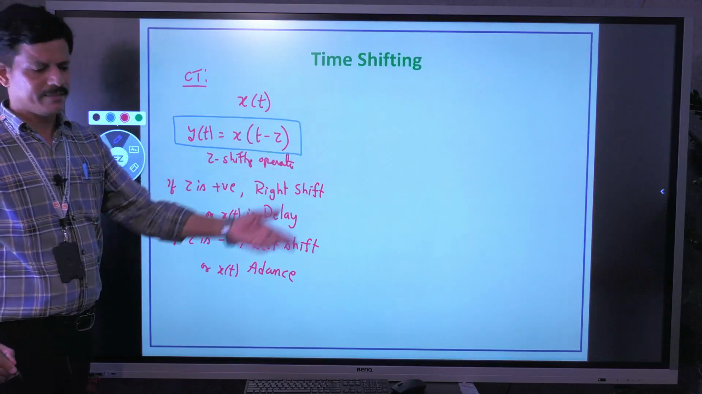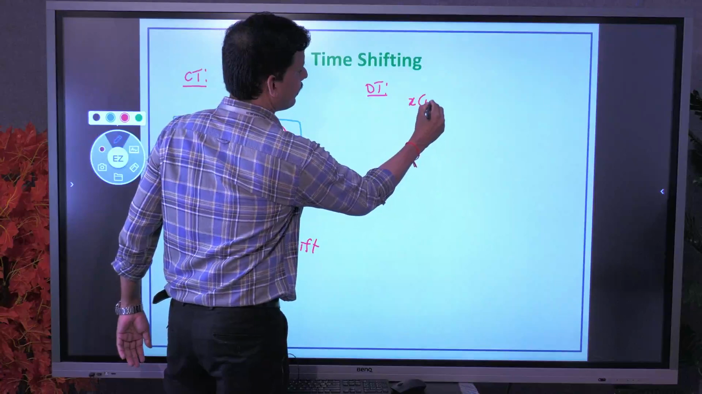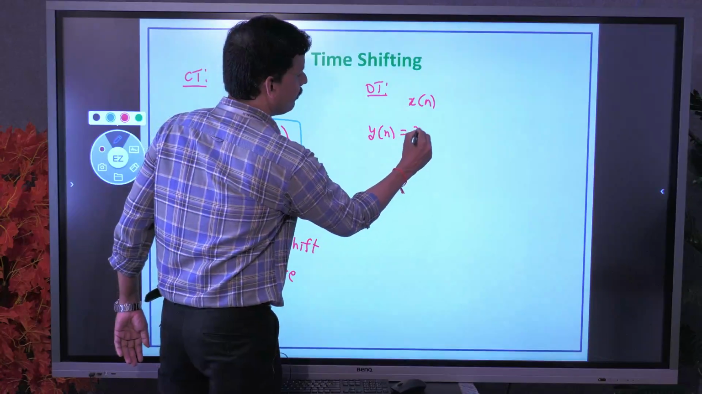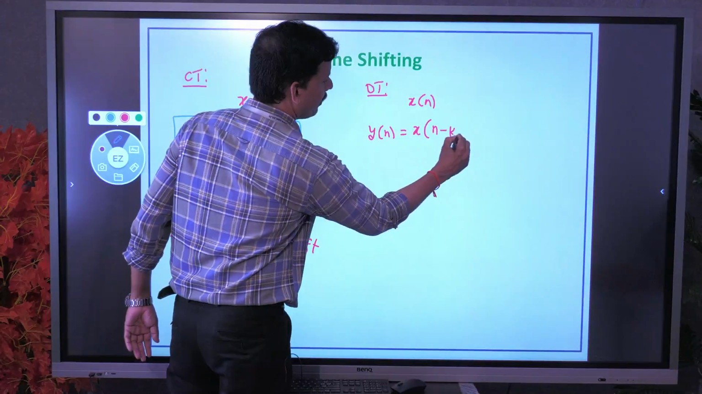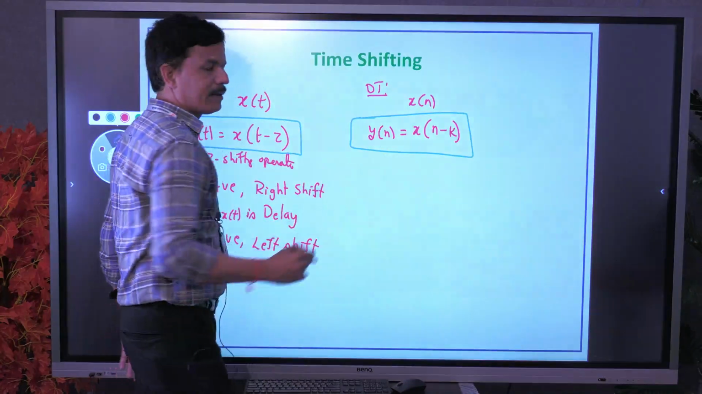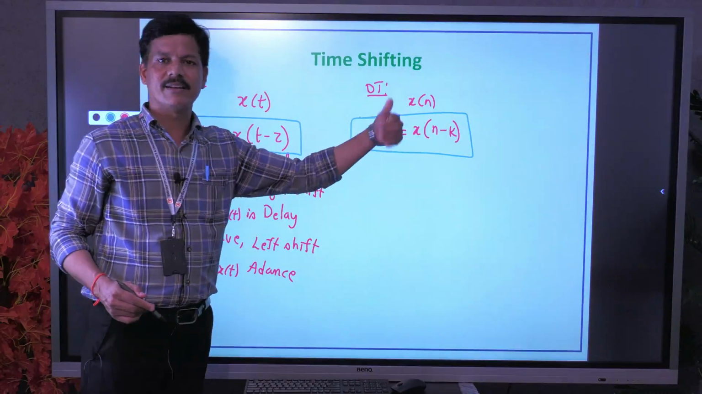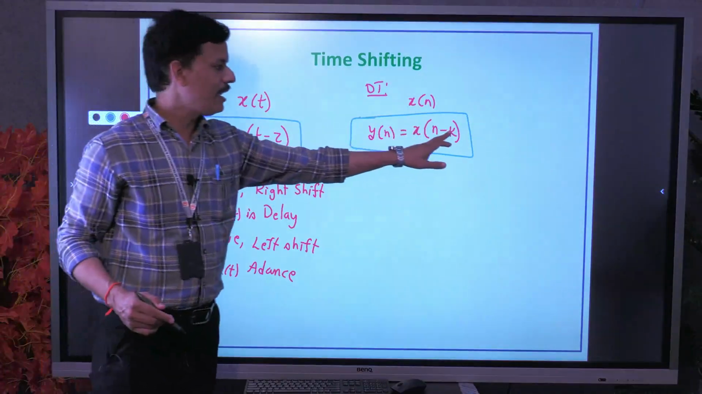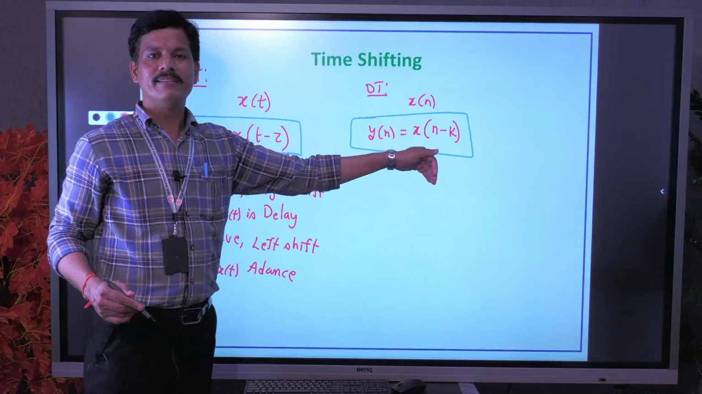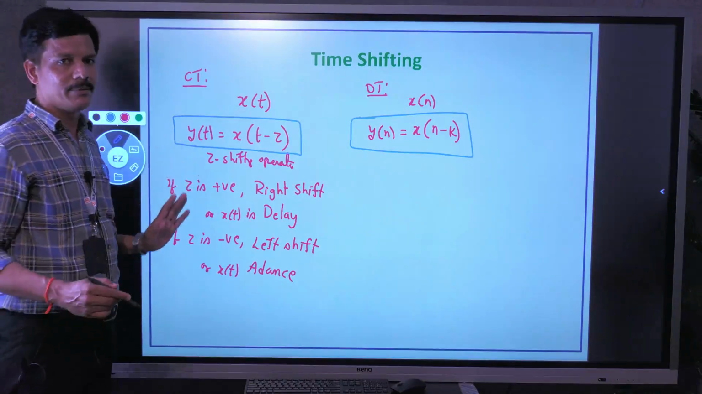The same concept we can apply for discrete time also. There is no change. Take a given signal x of n. If the resultant shifted signal is y of n, then it is denoted as x of n minus k. K is the shifting operator here. If k is positive, the minus is preserved as it is, then it is right shift or delaying the signal. If k is negative, a positive sign will come here, then it is left shift or advancing the signal. That is called time shift.